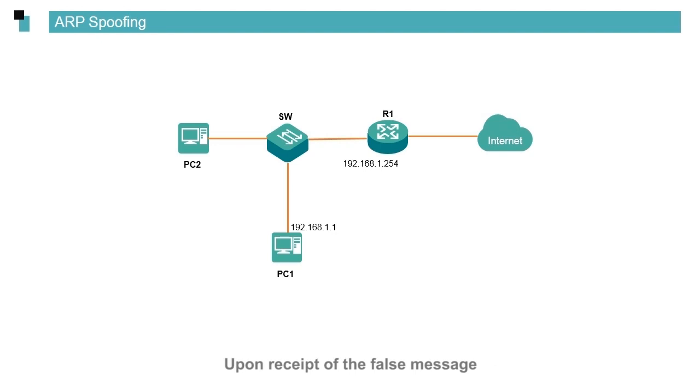Upon receipt of the false message, PC1 maps the router's IP address to PC2's MAC address and saves the mapping as an ARP entry. In this case, PC1 sends frames to PC2 instead of the gateway. PC2 runs software to obtain and analyze packet header information sent by PC1. As a result, PC1 information is leaked. This is ARP spoofing.